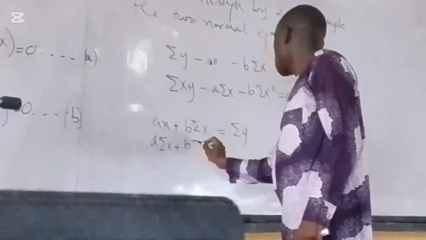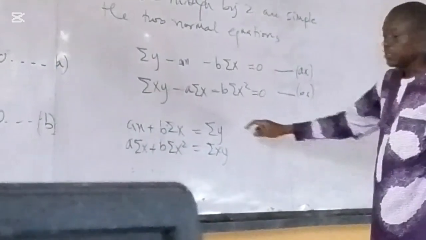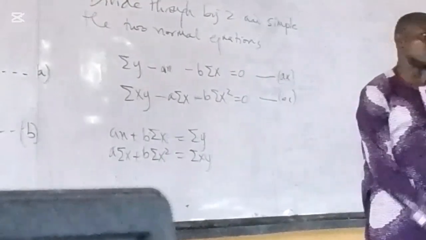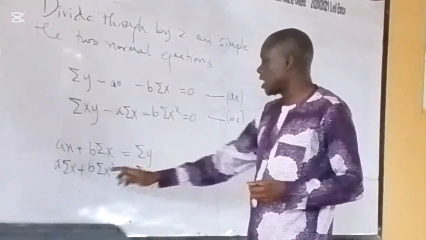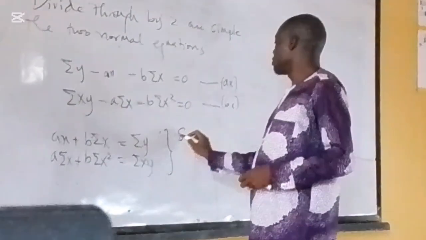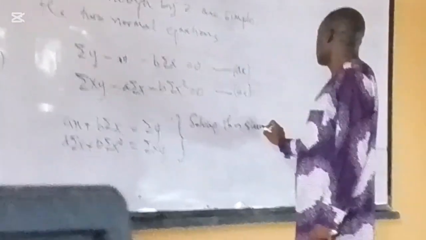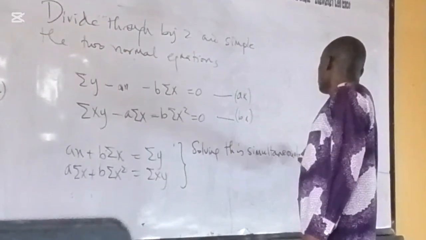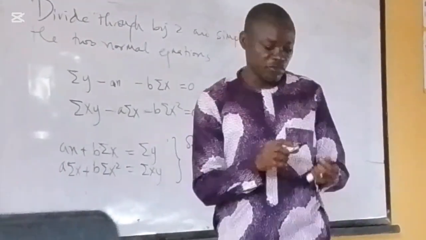And we also have A sum of x plus B sum of x squared is equal to sum xy. We have two equations, and we are going to solve them simultaneously for A and B.